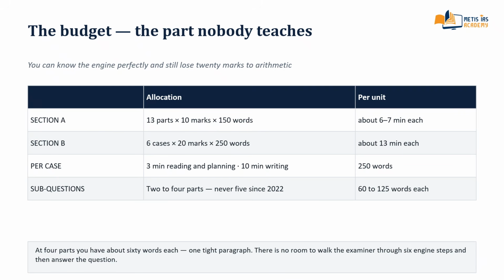So what are the numbers? 250 marks, 180 minutes, roughly 0.7 minutes per mark. Section A, 13 parts at 10 marks each, 150 words, about 6 to 7 minutes each. And then section B, 6 cases at 20 marks each, 250 words each, about 30 minutes per case study or case.